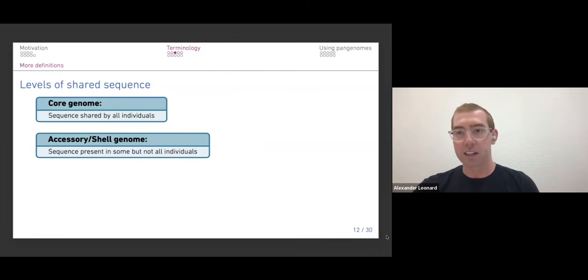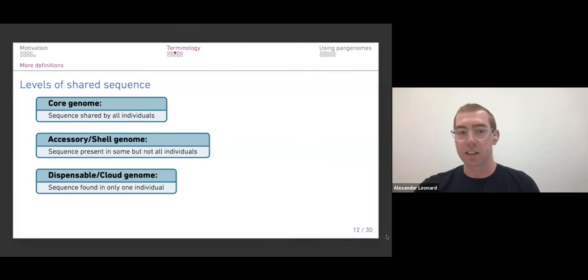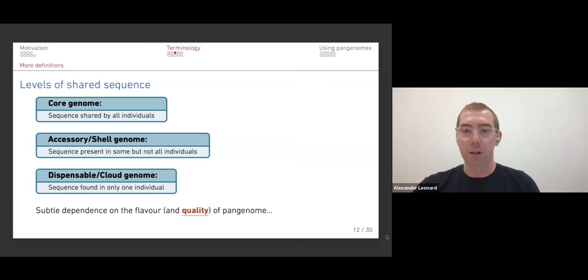Depending on the definitions, you have something like an accessory or a shell genome, which is sequence that's present in some assemblies, but not all assemblies. And then you have something like dispensable or cloud, for talking about sequence that's found most commonly in only one individual. So something like private variation to that individual. It kind of depends on the exact definition of what type of pangenome you have, which we'll cover a little bit later, but also on the quality of the pangenome that you have, which is also kind of a gray area to define.